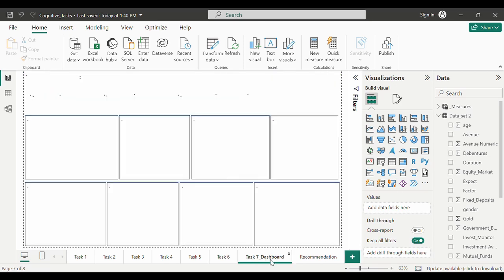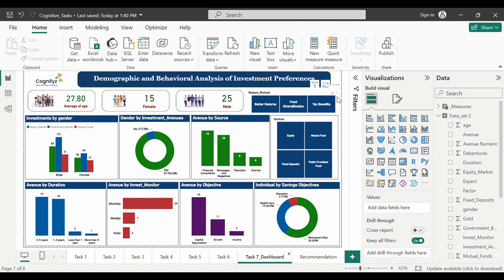Okay, this task 7 is to combine all the insight derived so far, that's from task 1 to task 6. Now we combine the insights together to get the required information from the data. Okay, I named my analysis demographic and behavior analysis of investment preferences, based on the insights derived.